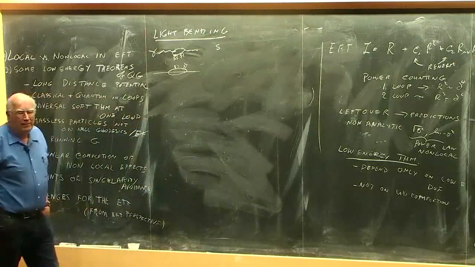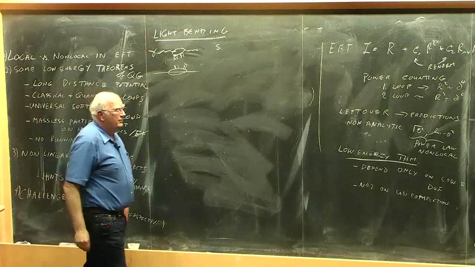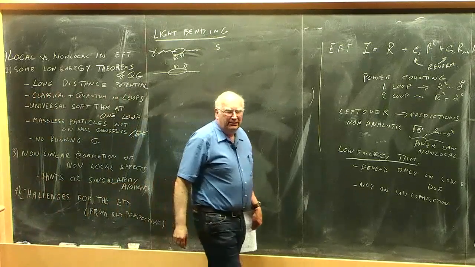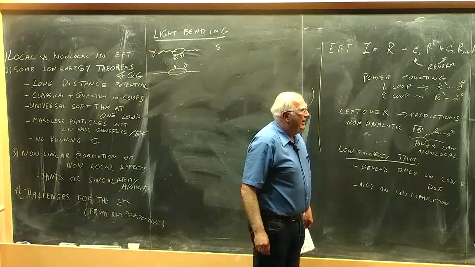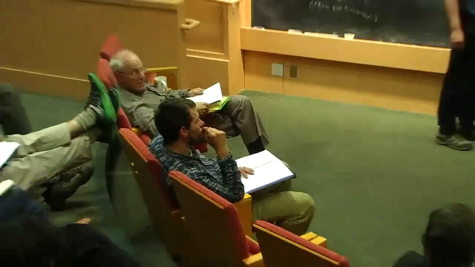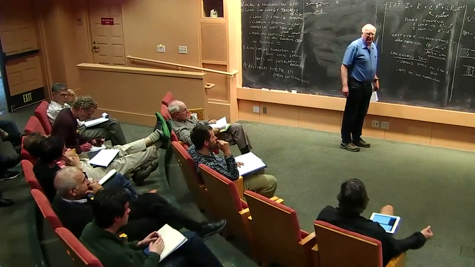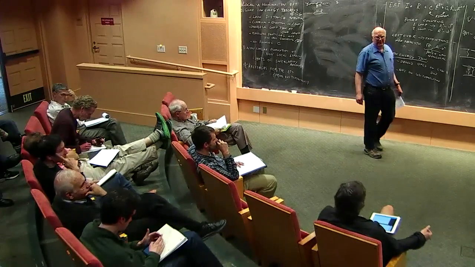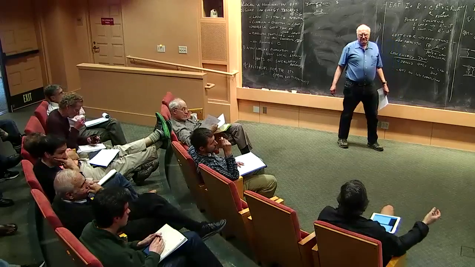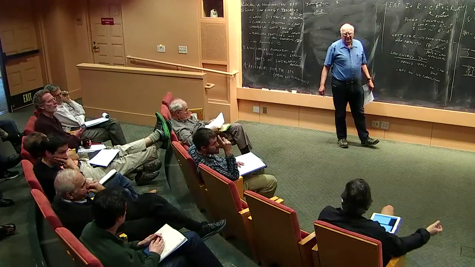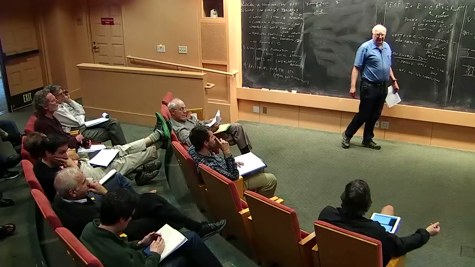Before going on, one quick question on this. Is there any reason, you're getting out the leading order correction of Schwarzschild, and one might expect, as we were discussing last week, that at higher orders you do too. Do you have any reason to expect that doesn't happen? No, I have every reason to expect it to happen. That's right.